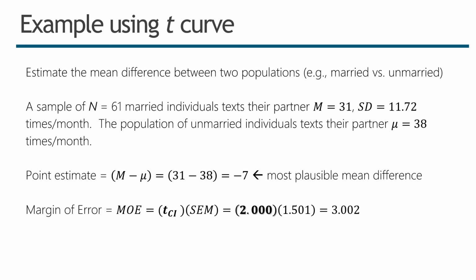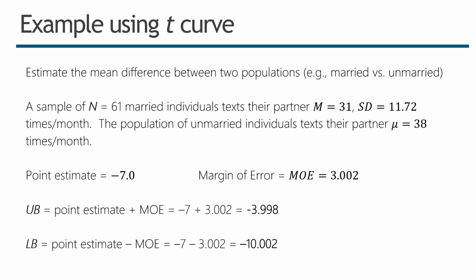Now that we have all of the components, we can compute our point estimate and our margin of error. Our point estimate again was -7, and our margin of error was about 3. Using the point estimate and the margin of error, we compute the upper bound to find it to be about -4, and we compute the lower bound to find it to be about -10.